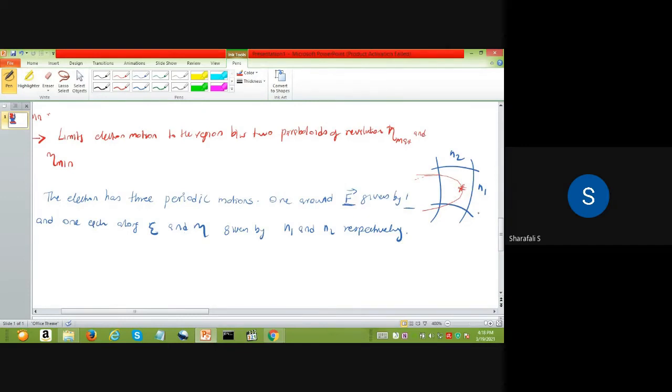Now let's take the eta minimum N1, which has its minimum value here. When it comes to this point, it will have its maximum value at this point. So N1 will have different values. If you consider this particular value of N1, that will have some value. Similarly, if you consider N2 at these two points, it will have its minimum value at this point and maximum value at this point.